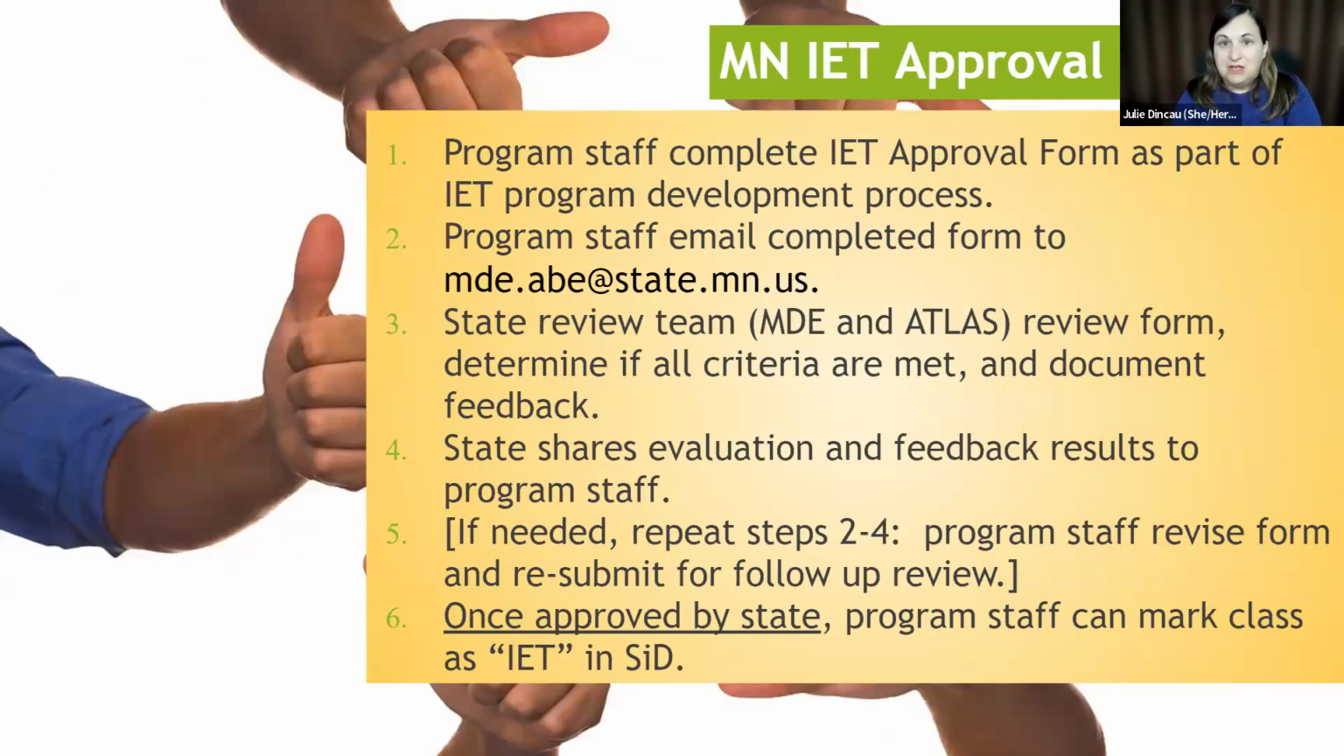So this is the process that we use. Program staff would complete the form and email it to this address. Then the state team reviews it along with Atlas to determine if all the criteria are met, and then we document that feedback. We share the evaluation and feedback with program staff. And then if it doesn't meet all the criteria and the program wants to get it approved as an IET, you can go back and repeat steps 2 and 4.